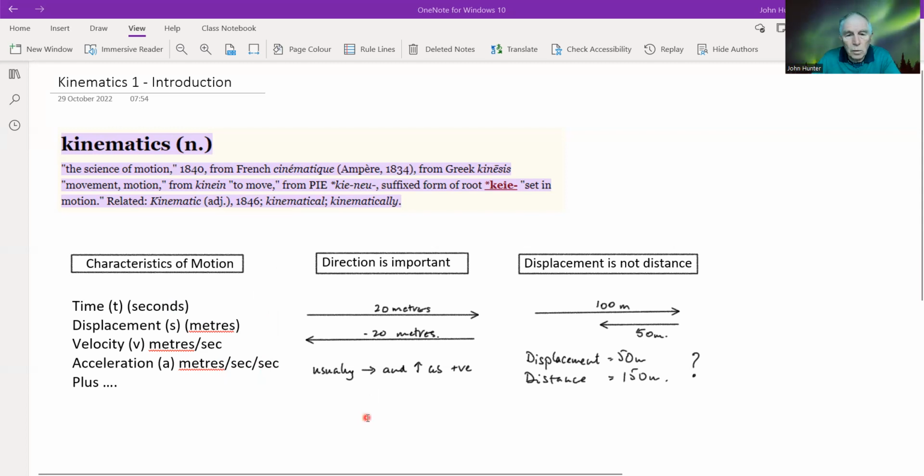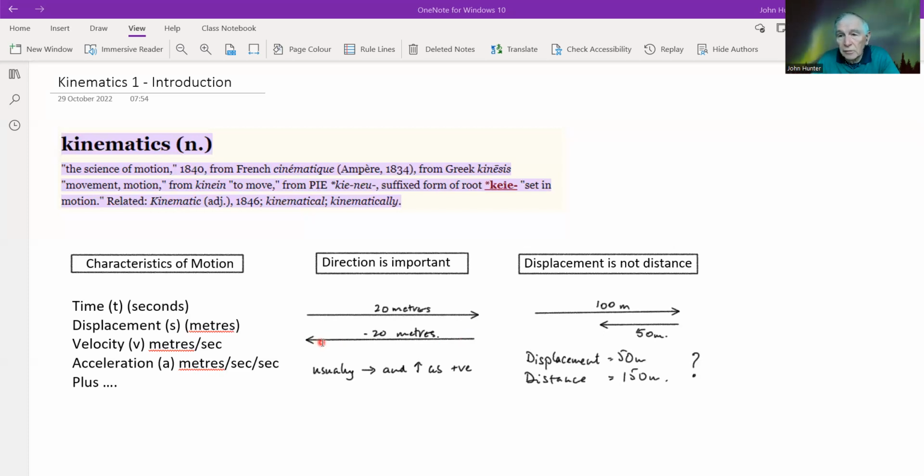Now, a couple of things we need to bear in mind when we're looking at these kinematics problems, just sort of general things, is that direction is important. So if we're measuring in the rightward direction, we measure something of 20 meters, then that in a sense is a negative 20 meters if we're looking in the leftward direction. So direction is all important, and of course that goes for velocity as well.